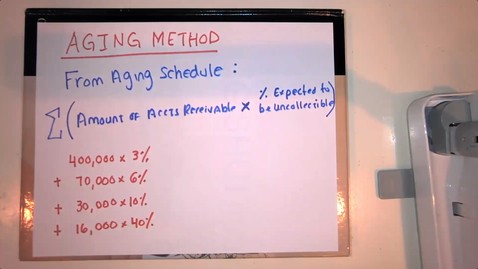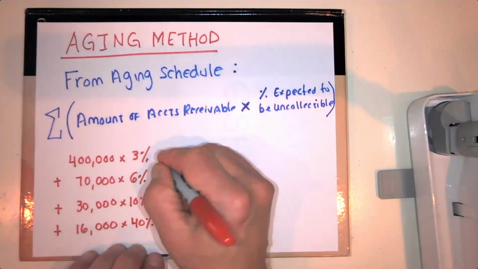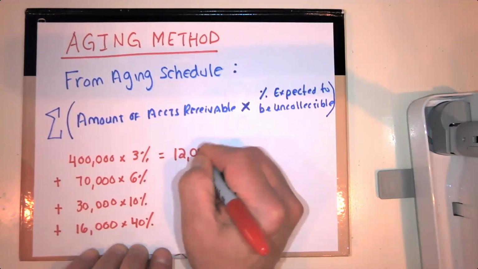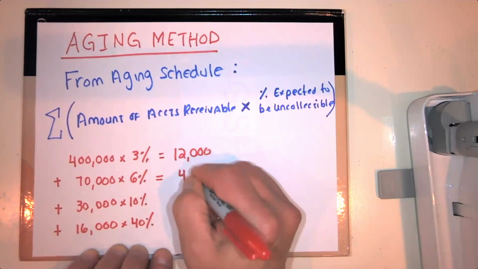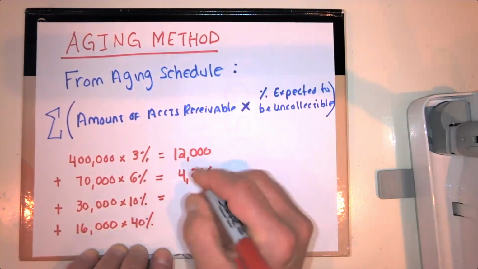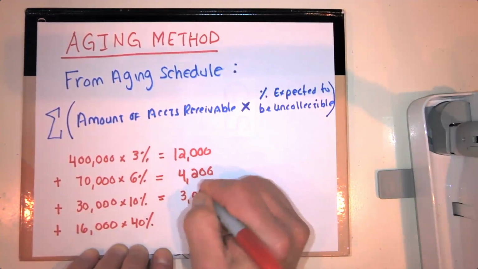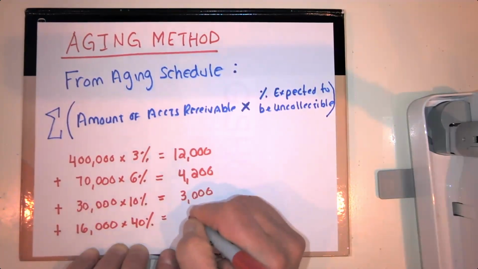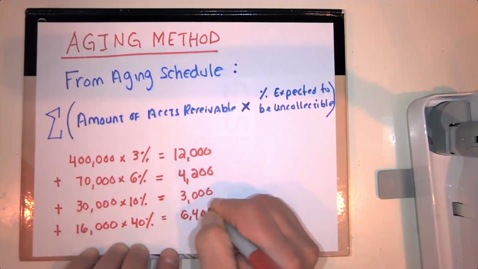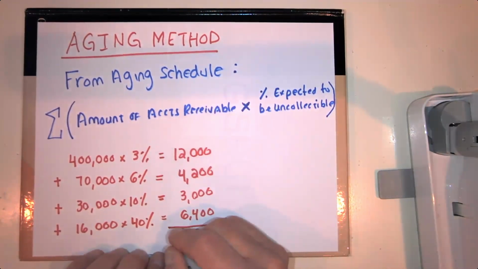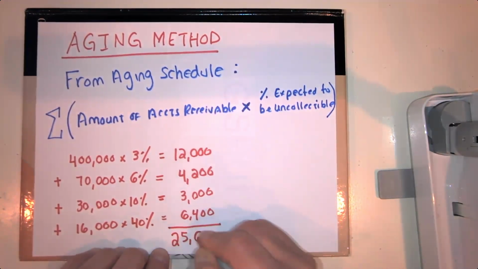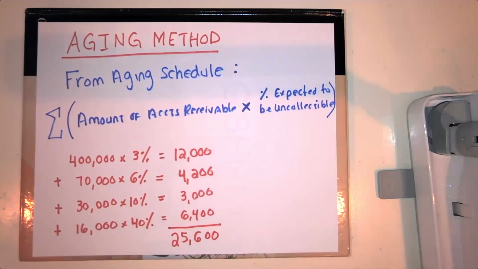When you press your buttons, we've got 12,000, 4,200, 3,000, and 6,400. Adding them up, the total amount here is $25,600.